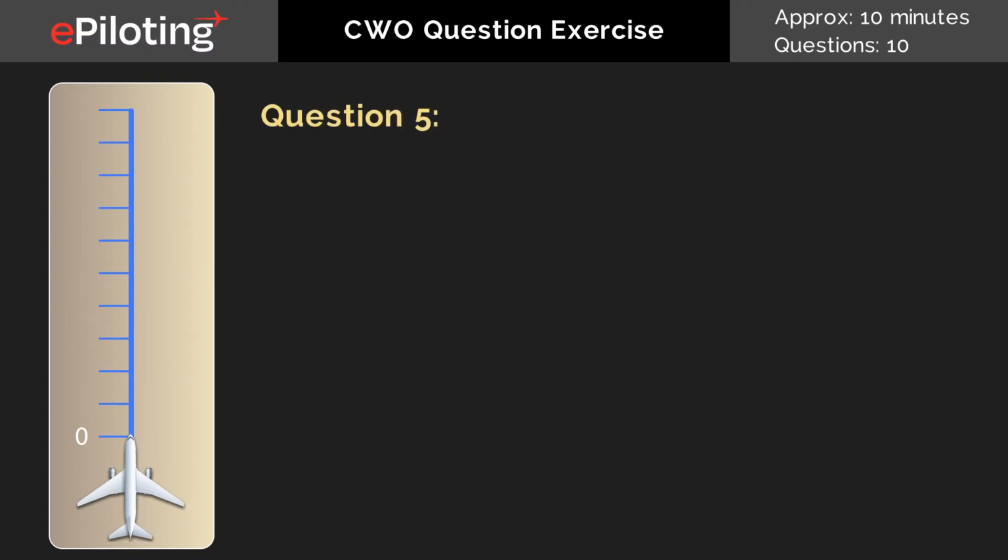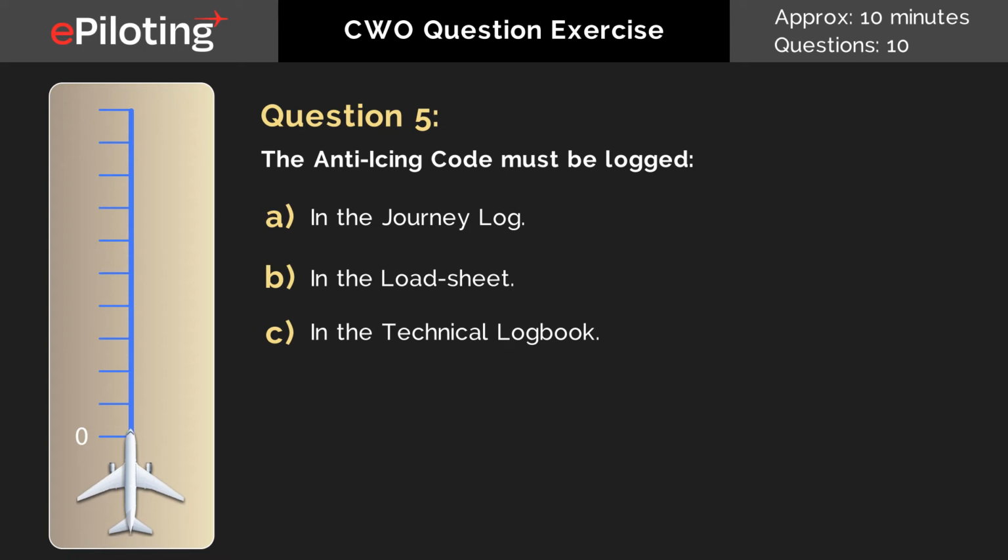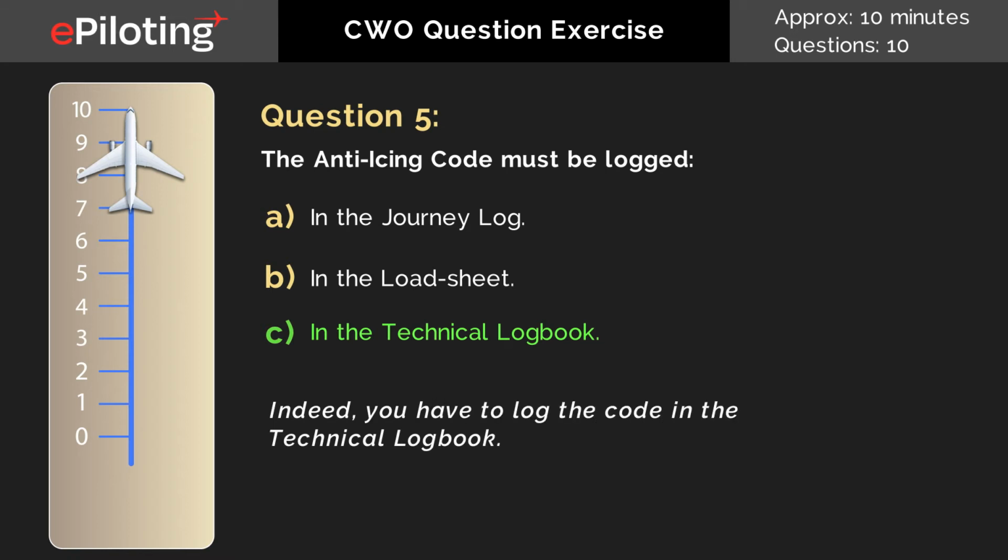Question 5. The anti-icing code must be logged A. In the journey log. B. In the load sheet. C. In the technical logbook. The correct answer is C. Indeed, you have to log the code in the technical logbook.